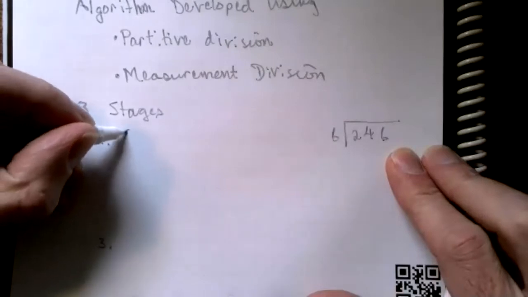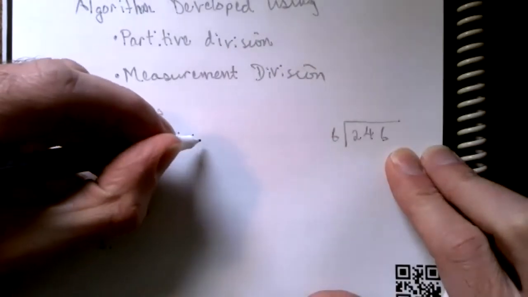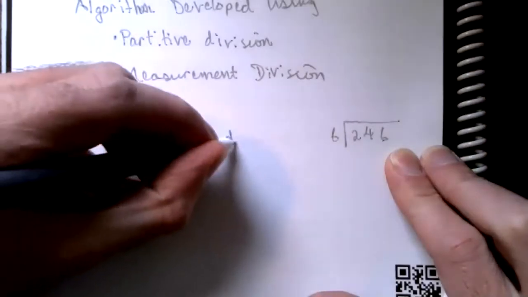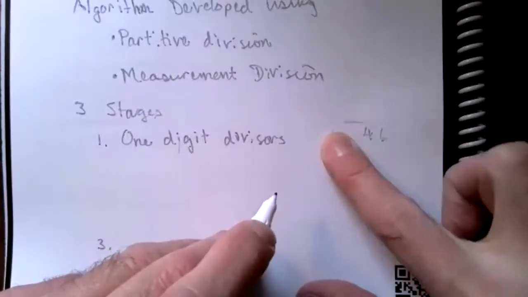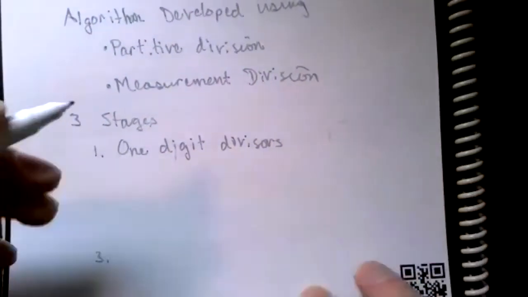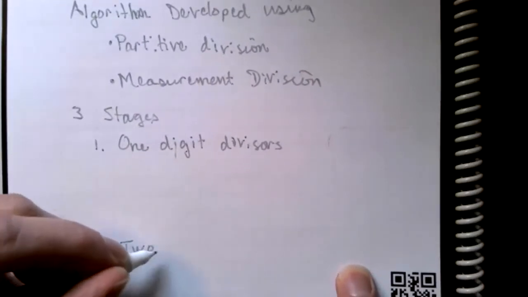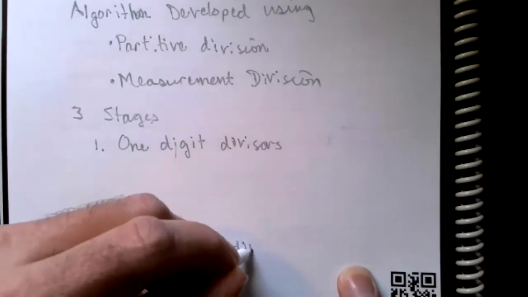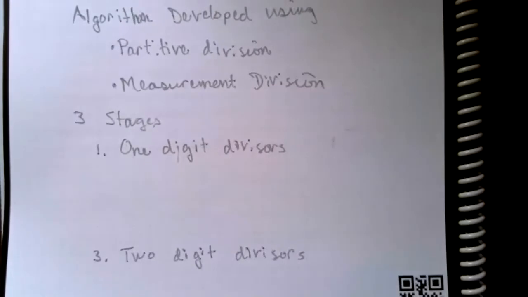So when you start out with the long division algorithm, you do 1-digit divisors first. And then you will transition to 2-digit divisors. Okay.